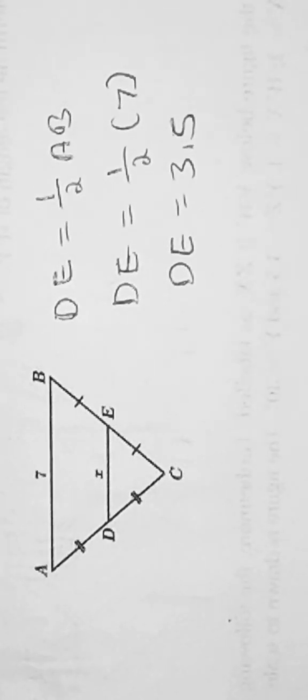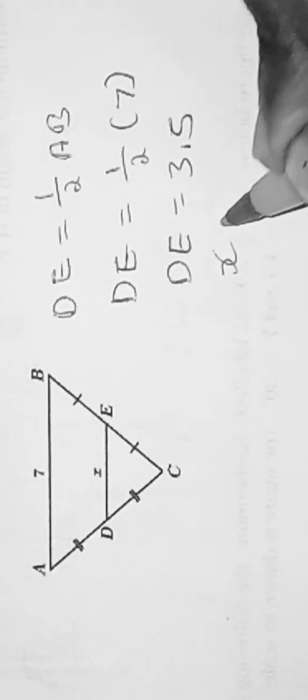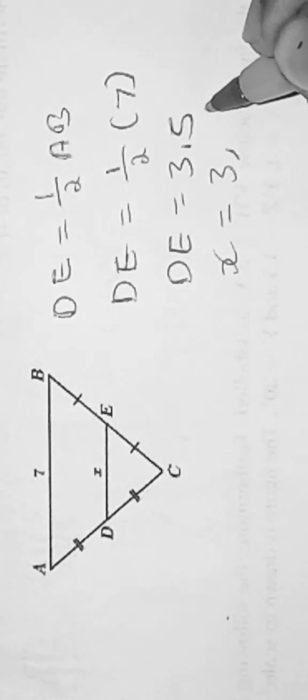DE is equal to half of AB times the value. So the value of DE, the value of X, is 3.5. The value of X is equal to 3.5.